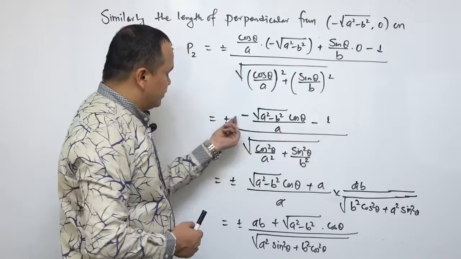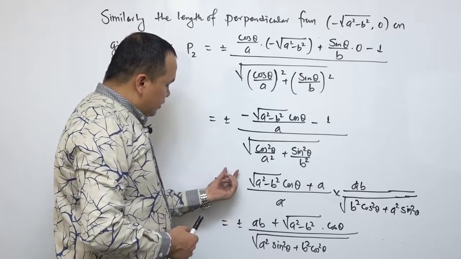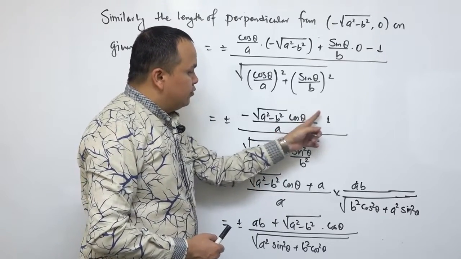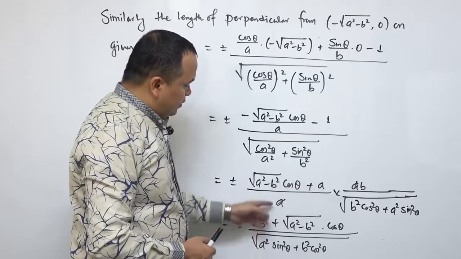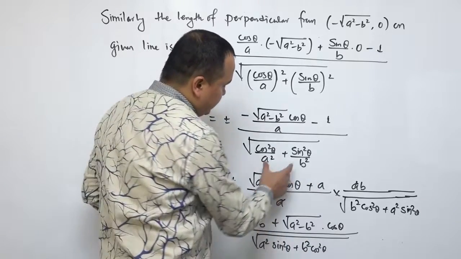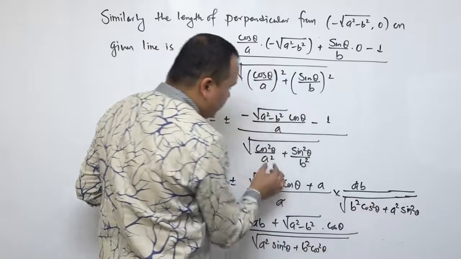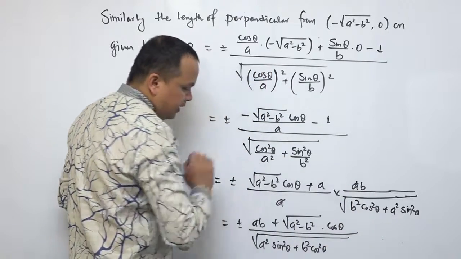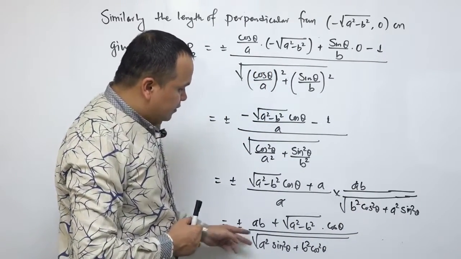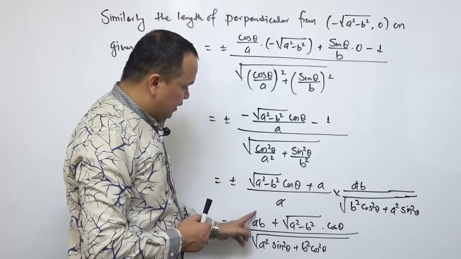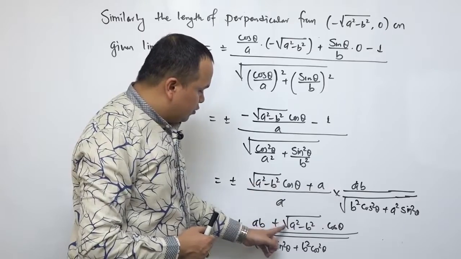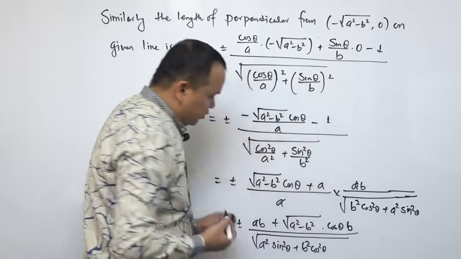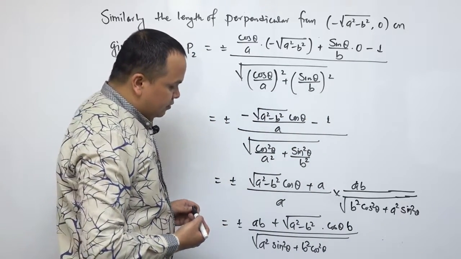And here minus is common, then it again is plus minus root over A square minus B square cos theta upon A into 1, A upon A into here B square cos square theta plus A square sin square theta, whole upon root over A square B square, which is AB. A cancels, it becomes plus minus B into A, AB plus B into root over A square minus B square cos theta into B upon root over A square sin square theta plus B square cos square theta.